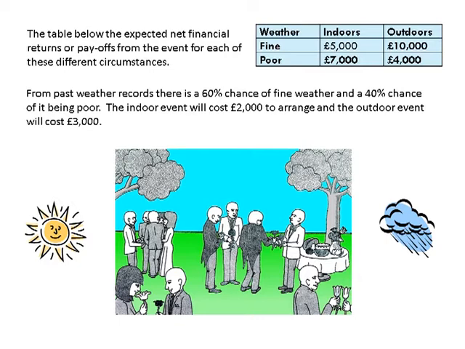And the last piece of information he needs is how much the events will actually cost. So if he hosts the event indoors, the cost will be £2,000 to arrange it, and if he hosts the event outdoors, the cost will be £3,000. So let's see how we can use that information now and draw up a decision tree to help our manager decide on the best option.